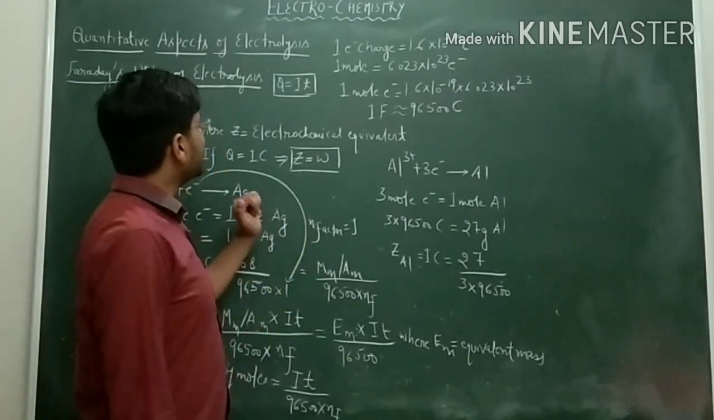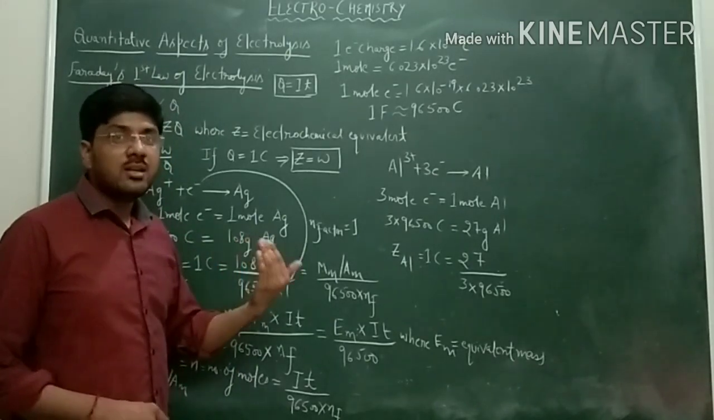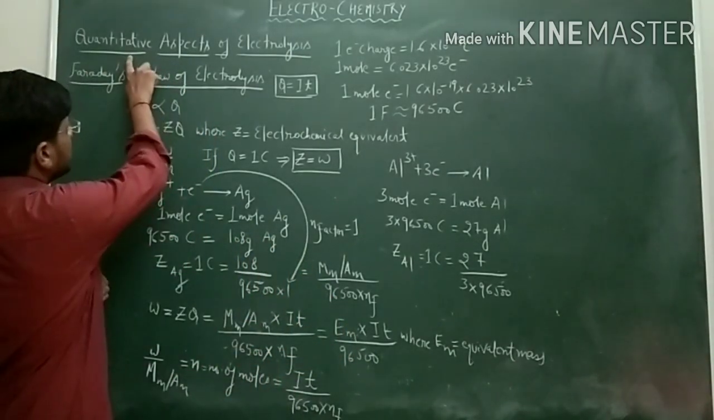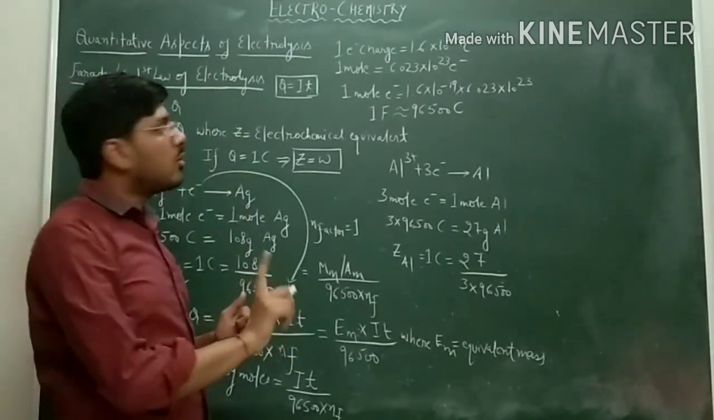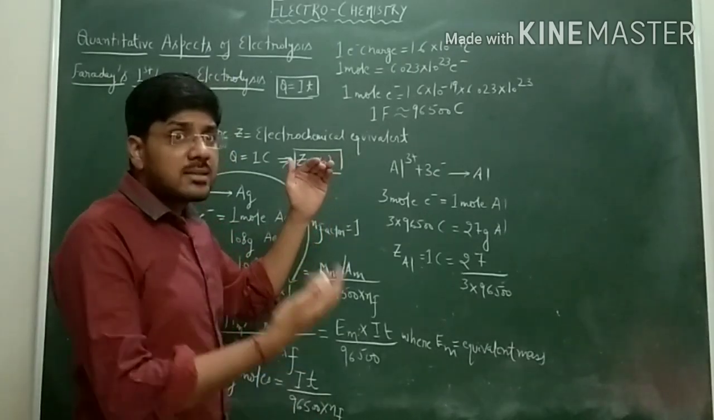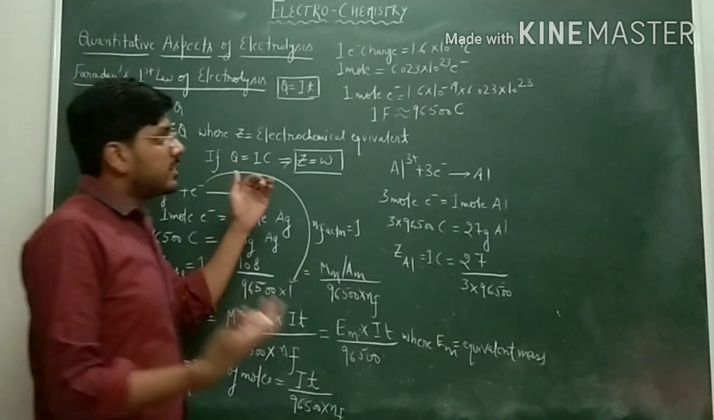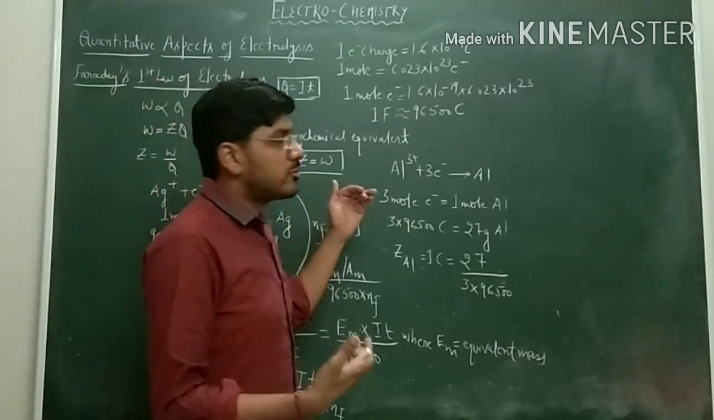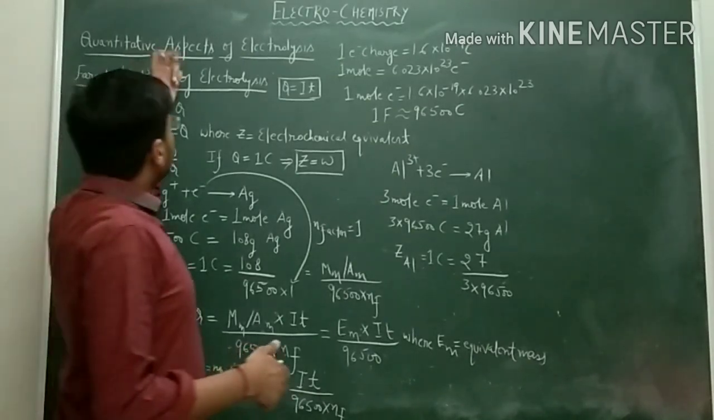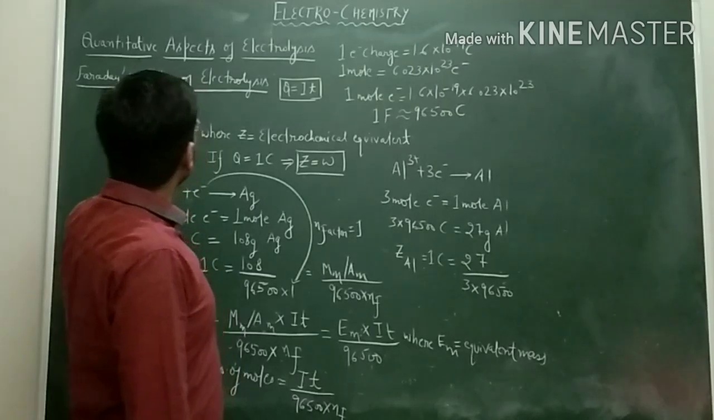Students, in the previous lecture we discussed the qualitative aspects of electrolysis. Now in this lecture we will discuss the quantitative aspects of the electrolysis process, meaning on passing how much amount of electricity we will get how much quantity of product at the electrode, which we will discuss in the quantitative aspect. This can be understood with the help of Faraday's law.